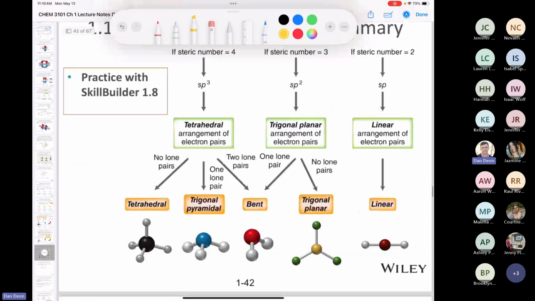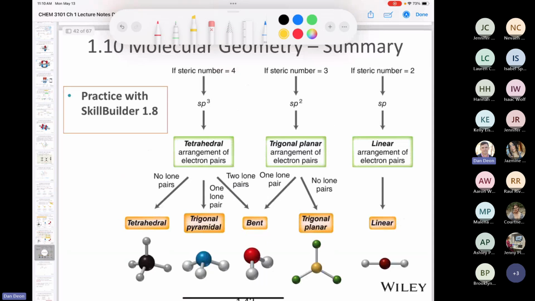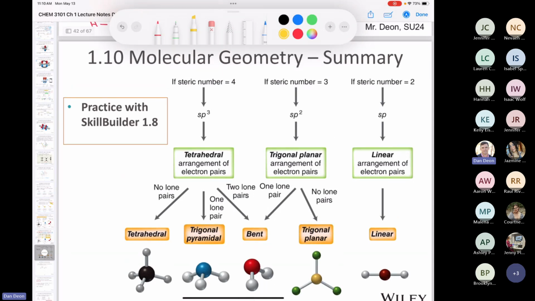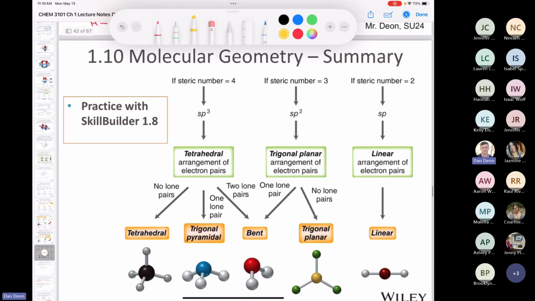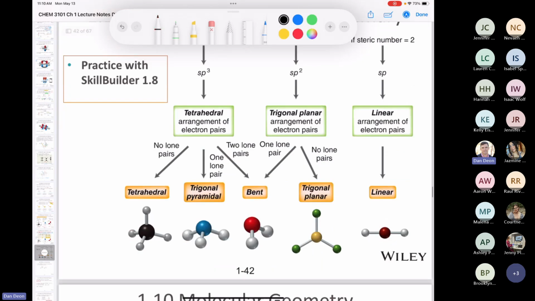So what's the summary? If you have a steric number of 4, you've got 3 possibilities. If there's no lone pairs, it's tetrahedral, your molecular geometry. If there's 1 lone pair, it's trigonal pyramidal. And if there's 2 lone pairs, it's bent. The examples that we used were CH4, NH3, and H2O.